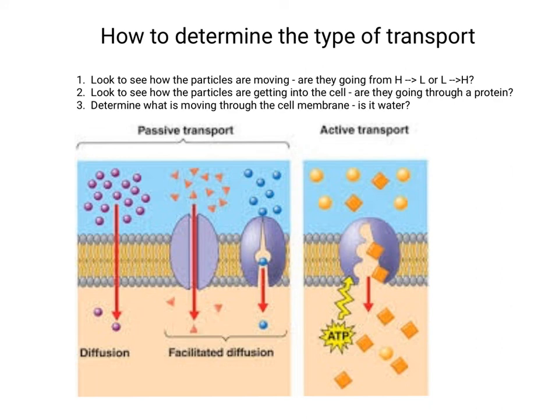So you may want to pause the video and write down the steps to help you determine the type of transport. First look to see how it's moving. If it's going from high to low, then you know it's some type of diffusion. Then you need to determine how it's getting into the cell. Is it showing it going through a protein? If it is, then it's facilitated diffusion. If it's not going through a protein and it's moving from high to low concentration, that is simple diffusion. If it is going from low concentration to high concentration, you know that that is active transport.